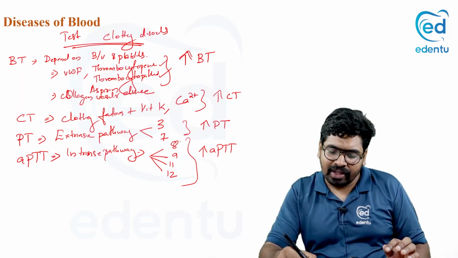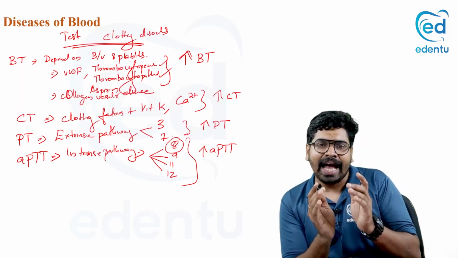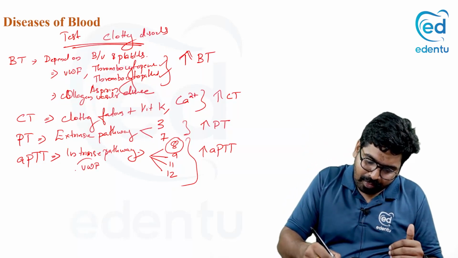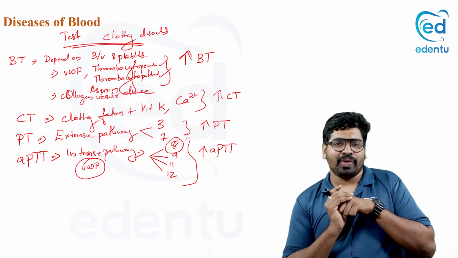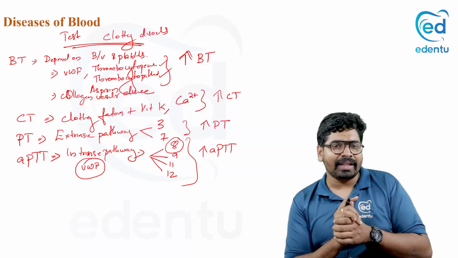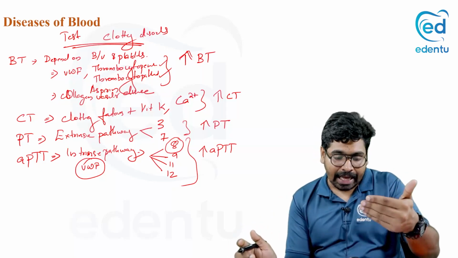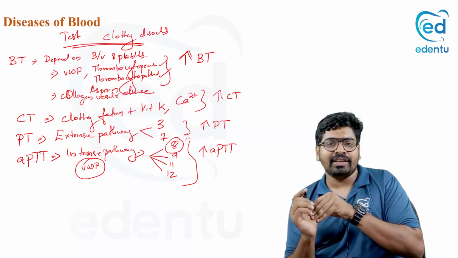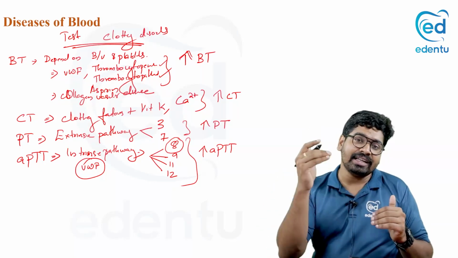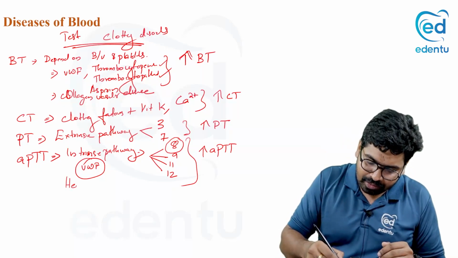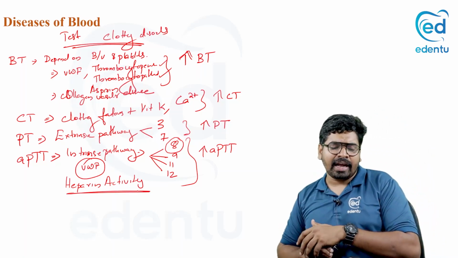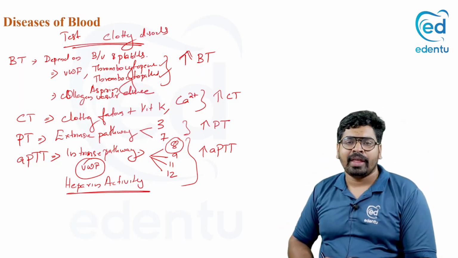Also you should know that the von Willebrand factor is a carrier protein for factor 8. So if there is a von Willebrand factor problem, there is also an increased APTT. Why? Because it acts as a carrier protein for factor 8. The factor 8 is normal there, but if there is any defect in the von Willebrand factor, that will reflect as a problem with factor 8, and there is an increase in APTT. APTT is also used to measure heparin activity. The heparin activity is measured by APTT.